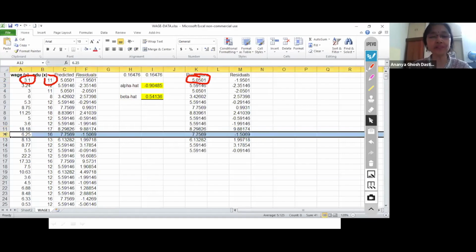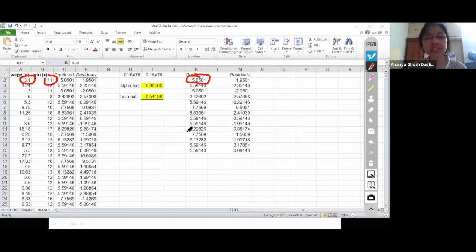So let me take the 12th observation. In the 12th observation, you can see a person who has 16 years of education is actually earning $6. What is my prediction from the model using the values of alpha hat and beta hat? Alpha hat plus beta hat times 16 gives me more than $7.50. So according to my model, this person should be earning more. This is a very simple exercise and I think you should do it to clarify your ideas when you're practicing.